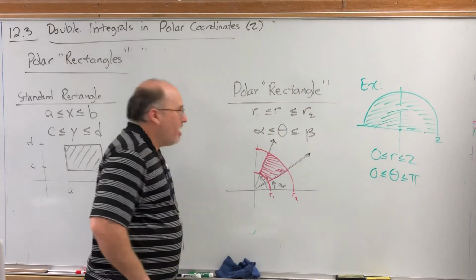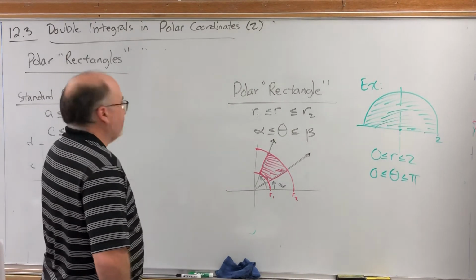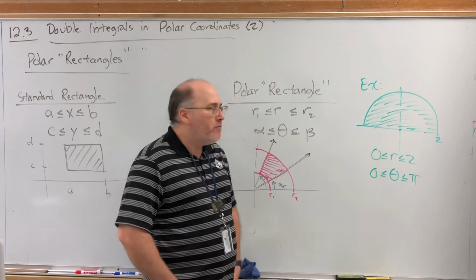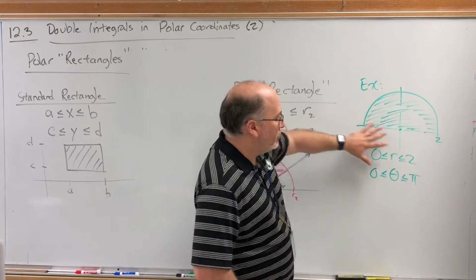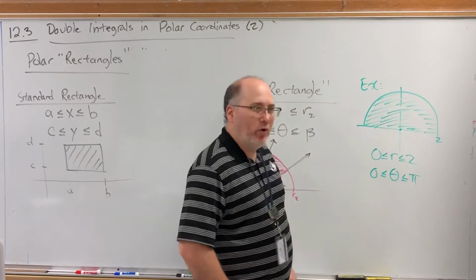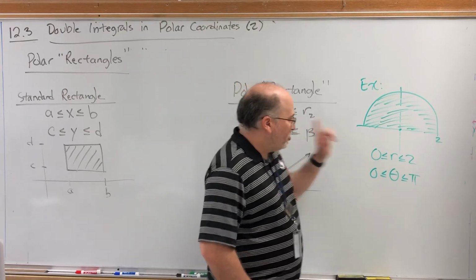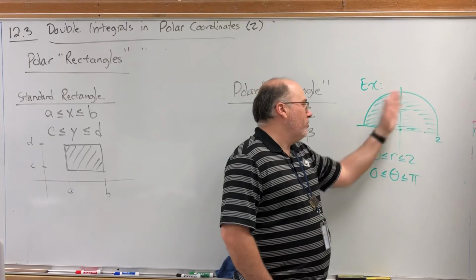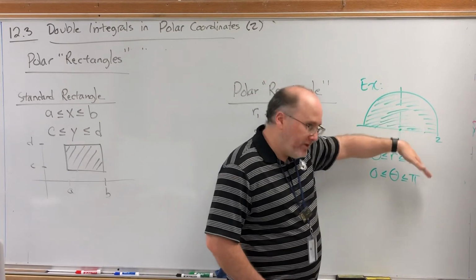So when you're setting up a double integral in polar coordinates, you'll often have to determine your limits of integration. And if you have the region over which you're integrating, you need to think of it in terms of polar coordinates. What's the smallest and what's the greatest radius? And what's the angle that's being swept out from the beginning to the end?